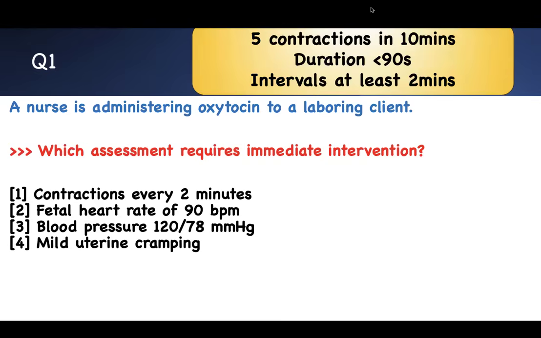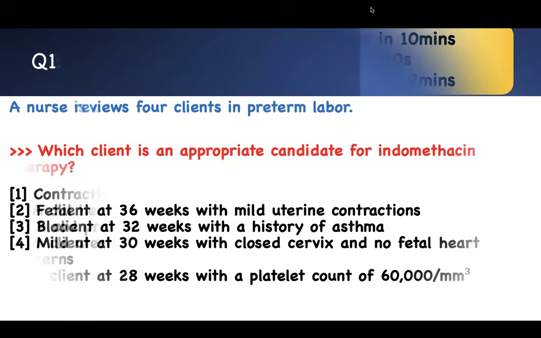So the key fact is when you're getting Pitocin, you need 5 contractions in 10 minutes. The duration of each contraction should be less than 90 seconds. And the interval after each contraction, at least 2 minutes. Those are the keywords. That's the memory trick. Note that. Next time, they will ask you the same question.